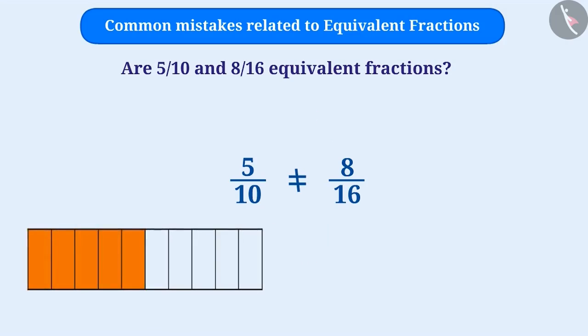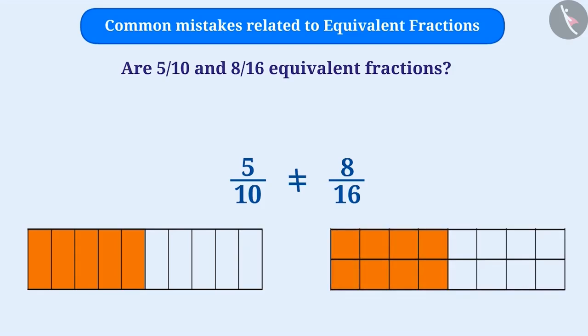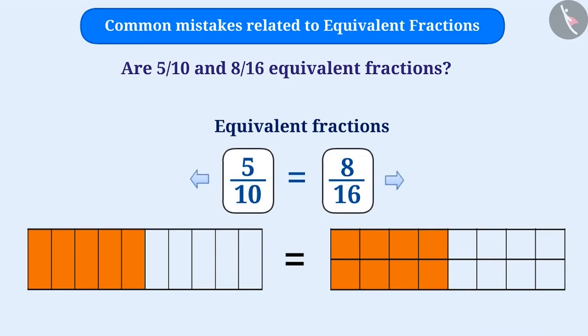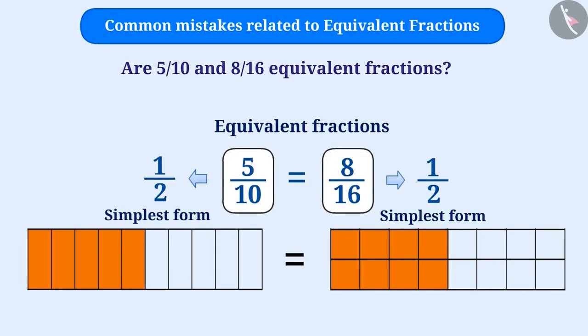As you can see, both 5 by 10 and 8 by 16 represent equal parts. So, they have equal values. That means both are equivalent fractions. By finding the simplest form of the fraction also, we can check whether the given fractions are equivalent fractions or not.